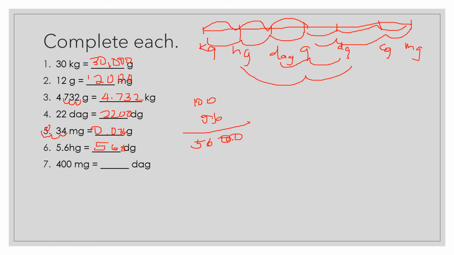Okay? Next. 400 milligrams to decigrams. Paano yan? 1, 2, 3, 4. That means we need to divide. I-divide natin siya by 1, 2, 3, 4, that's about 10,000. So, 400 divided by 10,000.